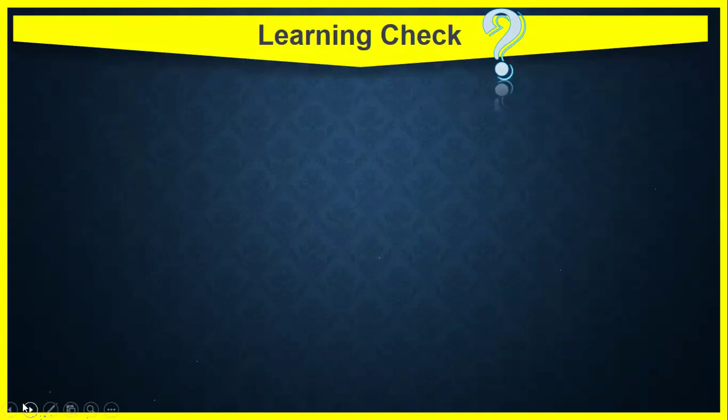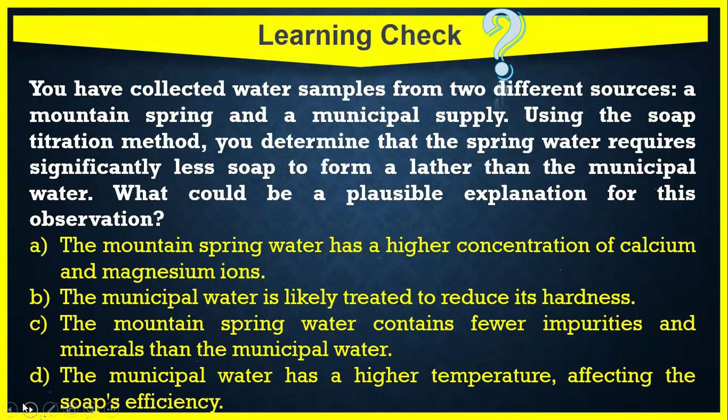So now, time for the learning check. Read out the question coming to your screen. Pause your video and try to figure out the answer. You have collected water samples from two different sources, mountain spring and municipal supply. Using the soap titration method, you determine that the spring water requires significantly less soap to form a lather than the municipal water. What could be the possible reason for this?